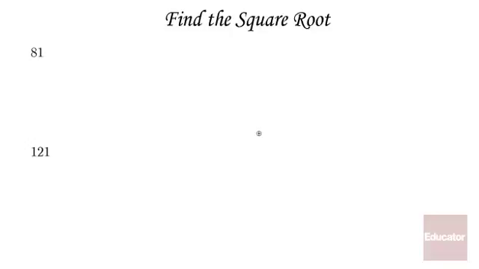Find the square root. So notice here in 81, we do not have the square root symbol, so they're asking for both roots. 9 times 9 will give you 81, so that is one of the roots. And negative 9 times negative 9 will give you a positive 81, so that's the other root. So the square roots of 81 are 9 and negative 9. The square roots of 121 are 11 and negative 11. When multiplying 11 by itself, you'll have positive 121, and when multiplying negative 11 by itself, you'll get 121.